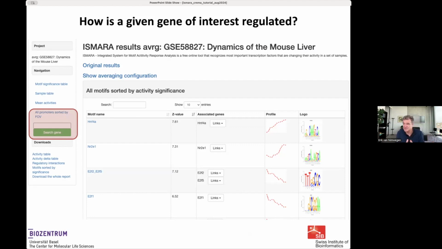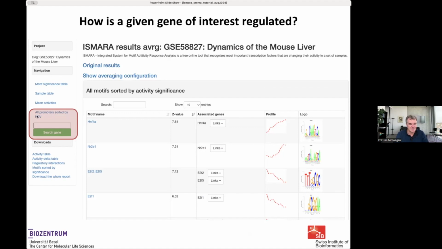But in many cases, people also have, let's say, favorite genes that they know are important in the system, and they would rather like to know, for this gene of interest, how is it regulated? What are your predictions for how my gene is regulated? So we provide this too. We provide a list of all promoters sorted by how well their expression is explained by the MARA model, which is called the fraction of variance explained by the model. Or you can also search for your gene of interest.